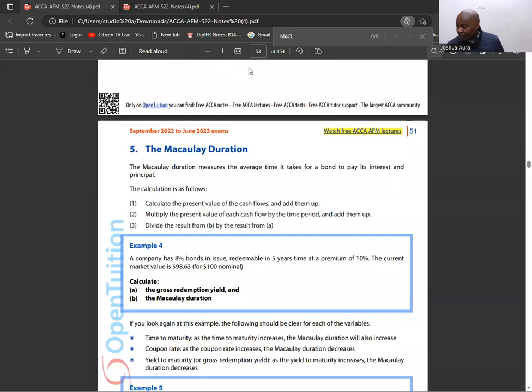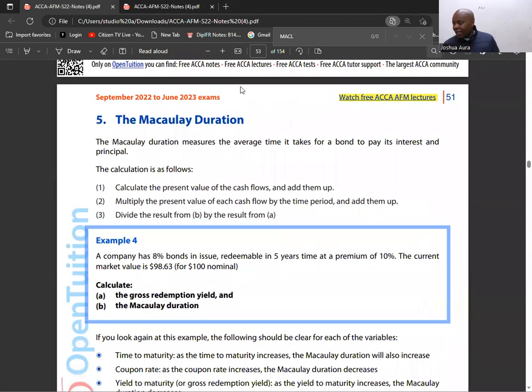So this is what I would want us to look at today. It's a big concept in ACCA. The Macauley duration measures the average time it takes for a bond to pay its interest and the principal. The calculation is as follows. Number one, you calculate the present value of the cash flows and then you add them up. Number two, you multiply the present value obtained in number one above of each cash flow by the corresponding time period and then add them up. And then you divide the result from B by the result from A.